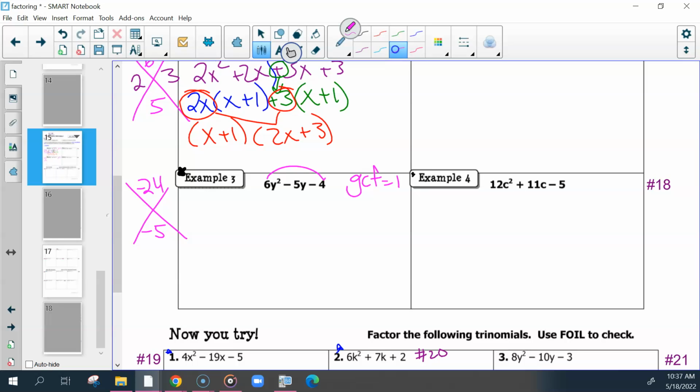If you need to list out your factors of 24, what two numbers would multiply to be negative 24 but add to negative 5? Negative 8 plus 3, reverse. So then we would rewrite this into 4 terms. 6y squared minus 8y, or if you want to put plus 3y first, that order does not matter. Plus 3y minus 4.